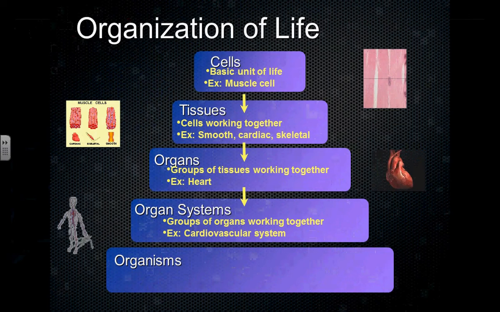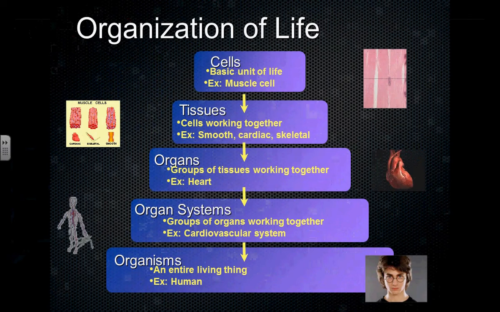And then finally, in complex organisms, we have a bunch of different organ systems all working together, like our excretory system and respiratory and cardiovascular and nervous and muscular system. All those working together form one complete living organism, one living thing. That's what an organism is, one living thing, such as a human. All right, so that's what we call the organization of life.